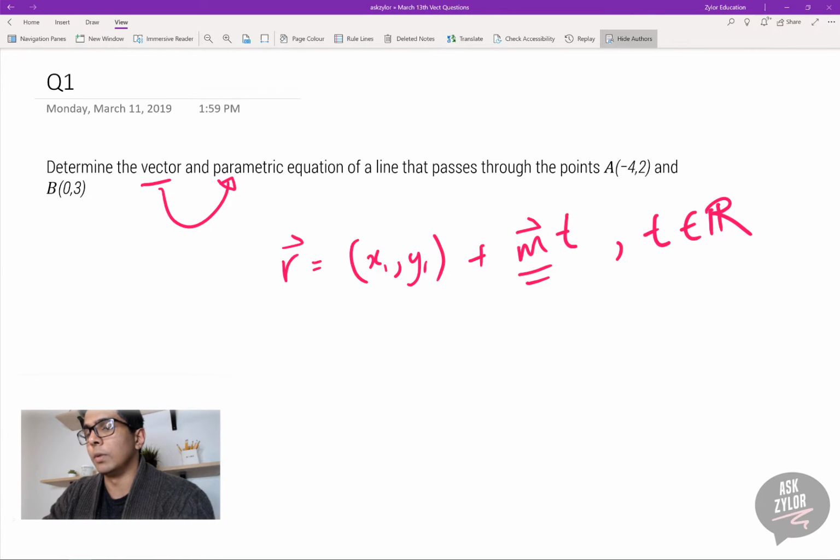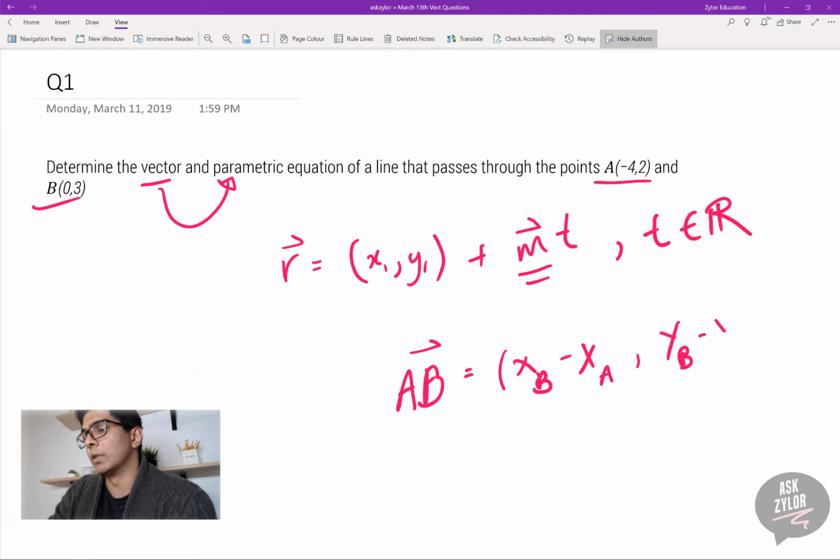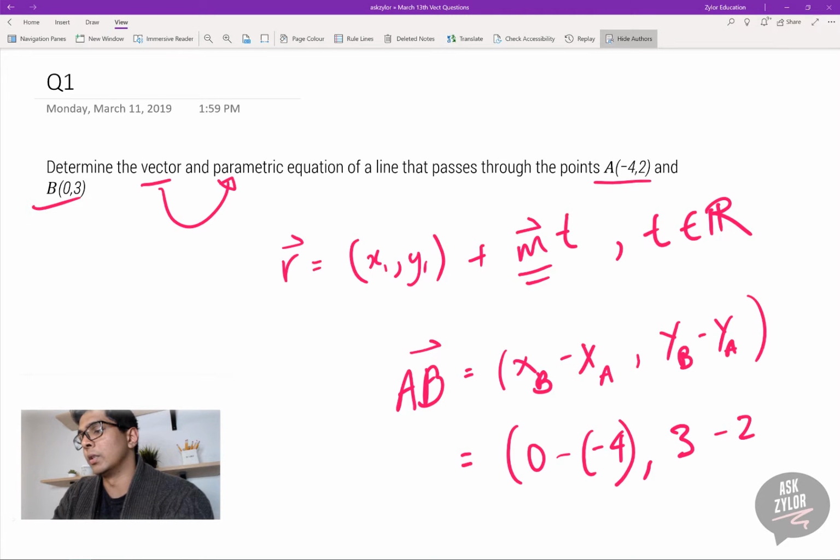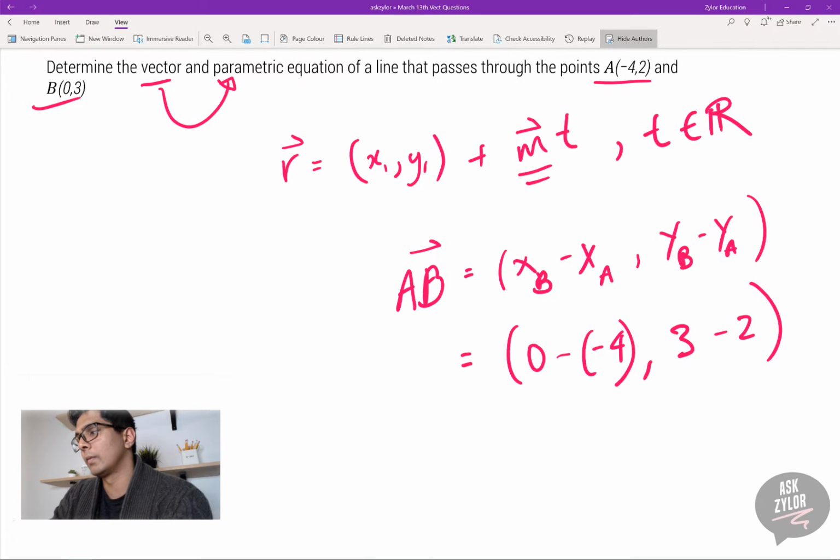My direction vector can usually be found because the line passes through the points A and B. So I'm going to find what the AB vector is. That's going to be my XB minus my XA and my YB minus my YA. So I have 0 minus 4 and then 3 minus 2. That's going to give me negative 4 and 1 as my direction vector.